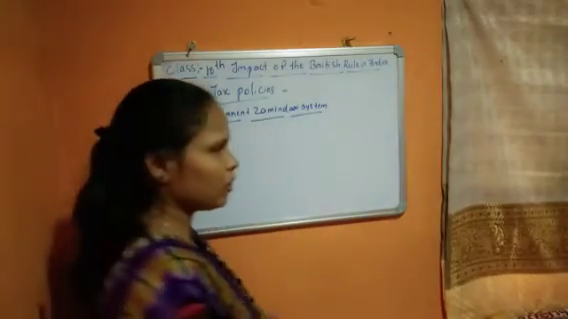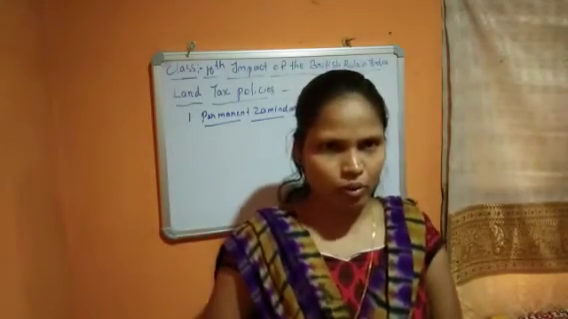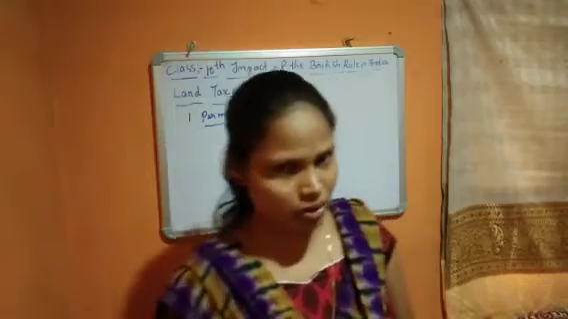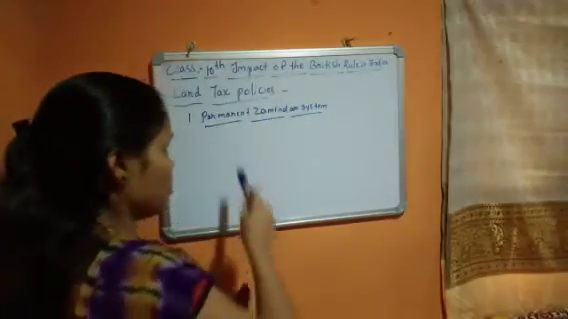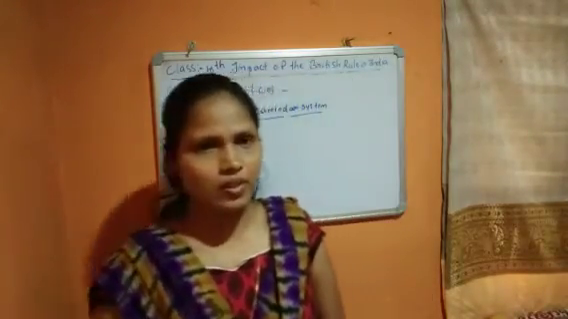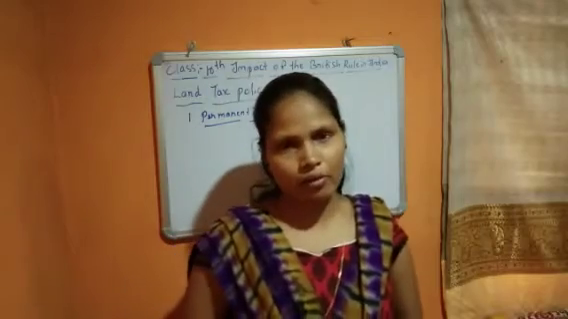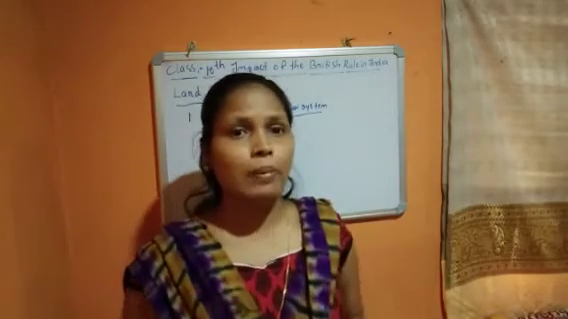Explain permanent zamindari system. Very important 4-mark question for the exam. Okay, 4 or 3-mark question. So the permanent zamindari system was implemented by Lord Cornwallis in Bengal in the year 1793, to generate steady land revenue, and this was called the permanent zamindari system.